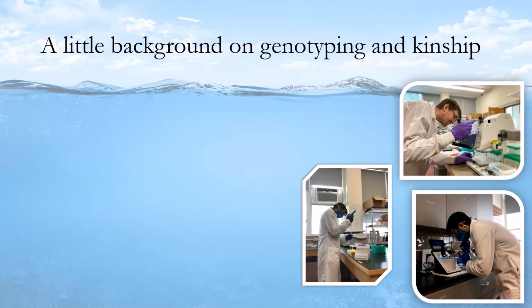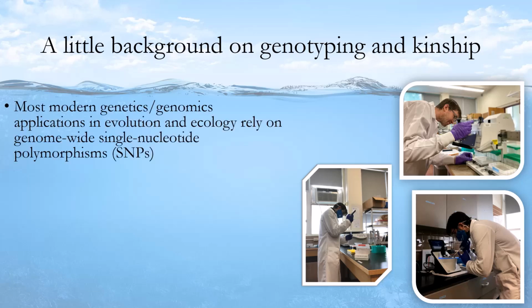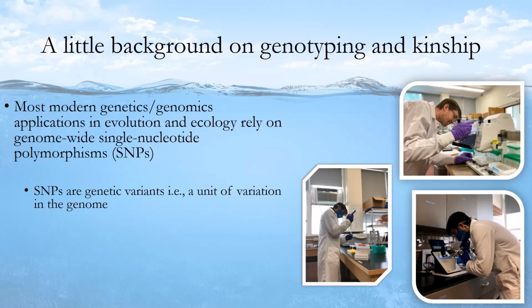So to pivot a little bit, before we go further, I want to give a little bit of background information about genotyping so that we have a shared lexicon going forward. Most modern applications of genetics and genomics in evolution and ecology rely on something called SNPs, or single nucleotide polymorphisms. SNPs are genetic variants. In other words, they're a unit of variation in the genome, which means that for a given site in the genome, one individual animal might have an A and another might have a T. SNPs are ubiquitous across the genome.